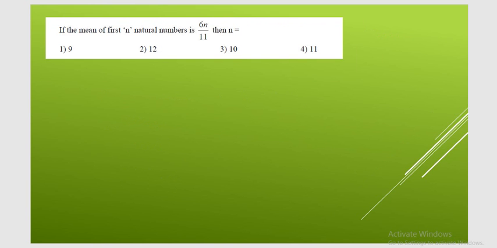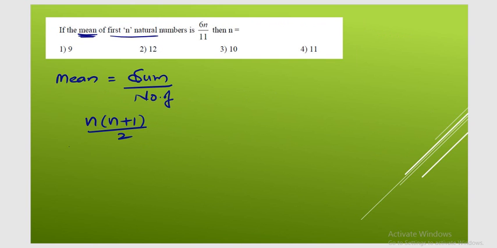Next, moving on to one more question. This is related to statistics, right? Here it is talking about the mean of first n natural numbers. So what is the formula of mean? The formula of mean is given by sum of observations by number of observations. Now what he is asking: the mean of first n natural numbers means the sum of first n natural numbers by n. The sum of first n natural numbers is given by n into n plus 1 by 2, whole divided by the number of natural numbers n, is equal to what he has given, 6n by 11.